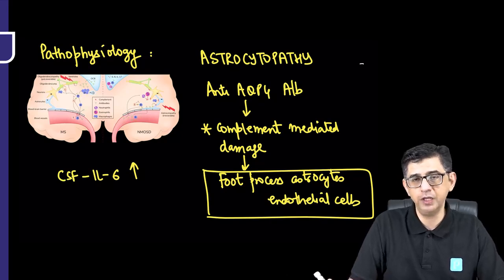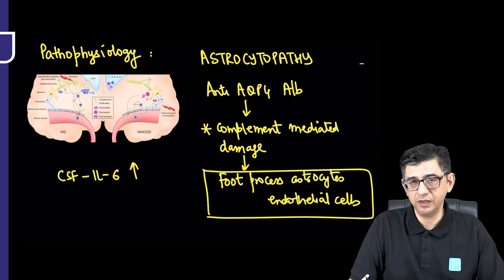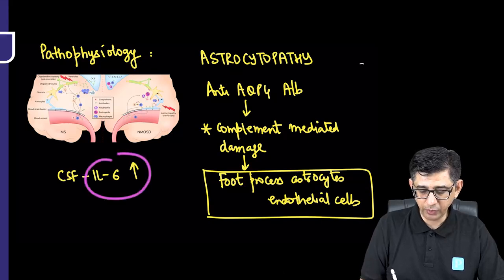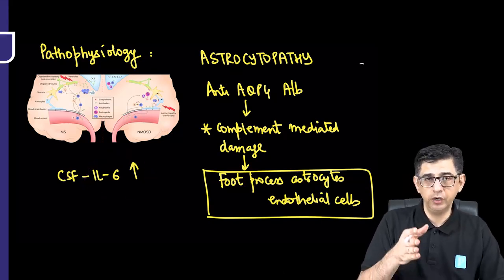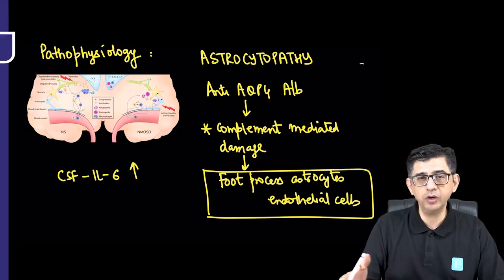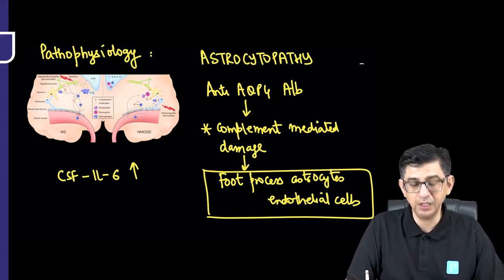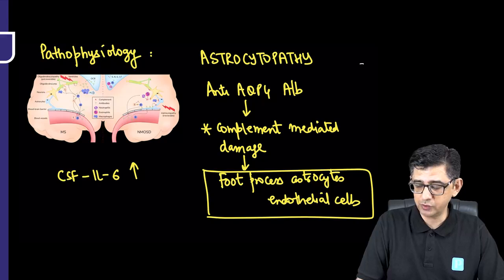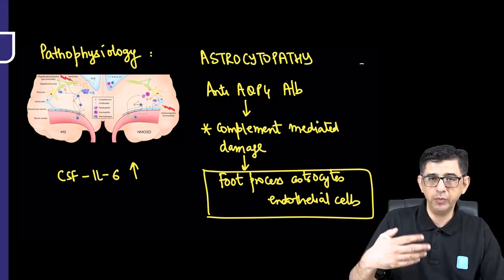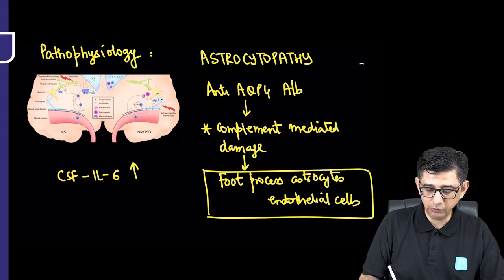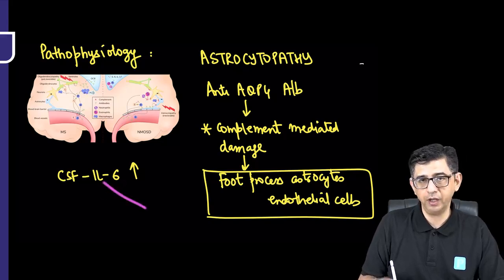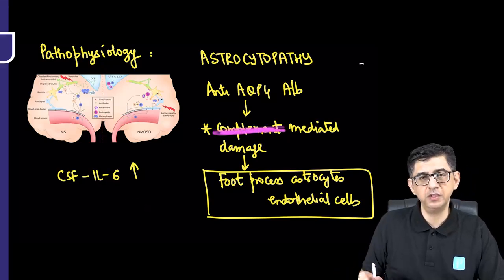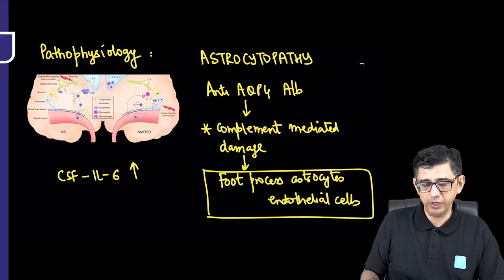Another monoclonal antibody is satralizumab. Now, how would satralizumab work? It will block the interleukin 6 receptor. I said interleukin 6 values are elevated. If we block the receptors for interleukin 6, even if it is elevated, it would not be able to cause this inflammatory damage to the foot processes of the astrocyte and the endothelial cells. So one of the main approaches that we have is either we prevent interleukin 6 from acting, or we prevent this complement system from being fragmented into those C5a and C5b anaphylatoxins, and thereby the damage can be prevented.